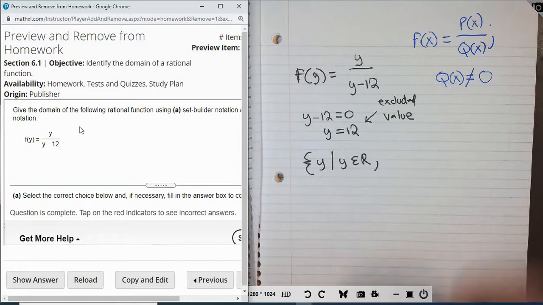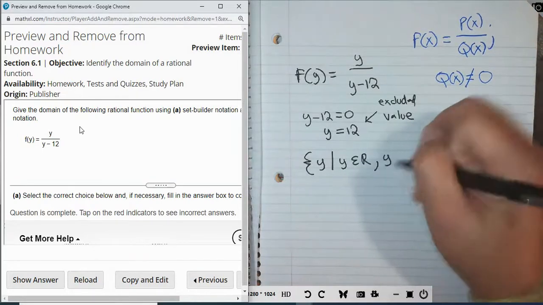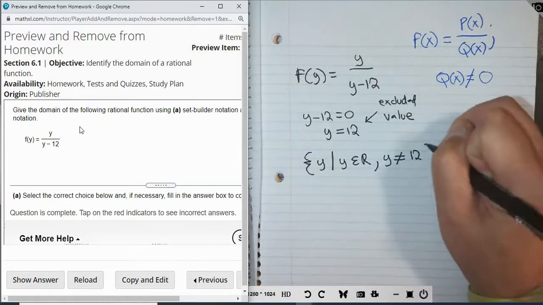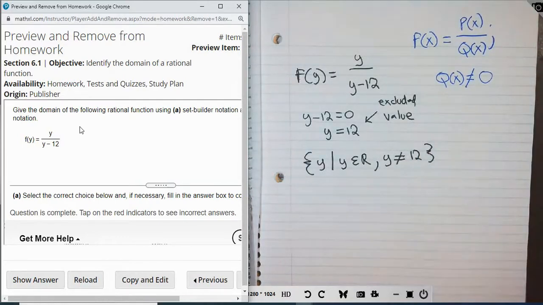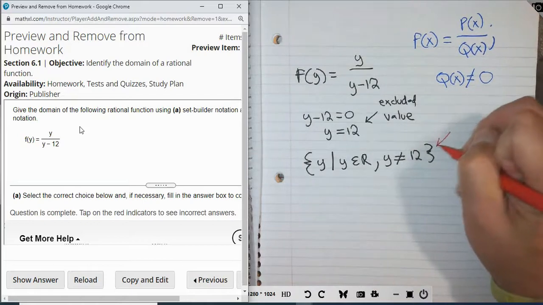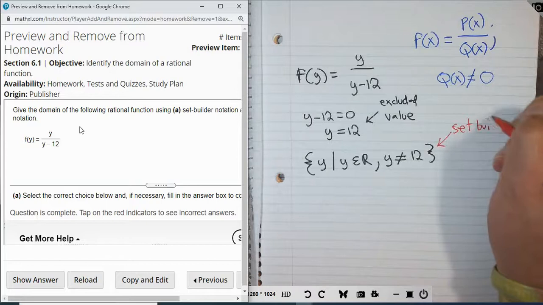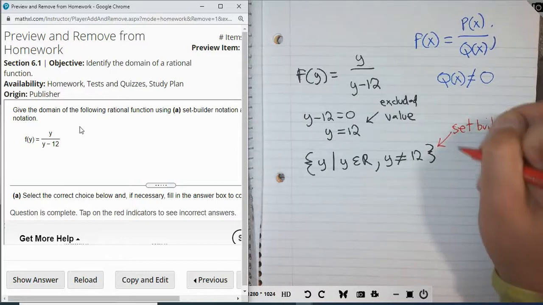And then what we would do would be identify the excluded value if there were any. And we do have one, and that is this right here. So we would say y not equal to 12, and we would end that up there with the set builder notation. Okay, so this is set builder, just to emphasize that what we're talking about when we use this set notation is set builder notation.